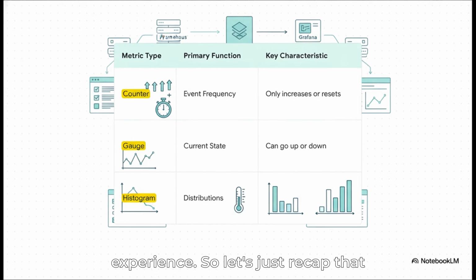So let's just recap that real quick. Counters, they only go up, great for counting total events. Gauges, they go up and down, perfect for a current snapshot. And histograms, they track distributions using buckets. Getting these three down is absolutely crucial.